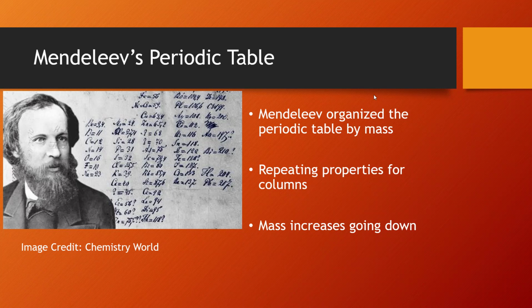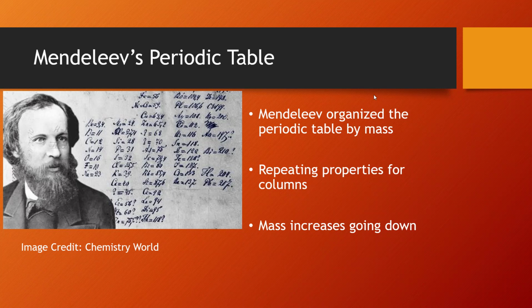He organized them into columns and found that with increasing mass down the column, you could see increasing reactivity or different properties of the elements changing as you went down a column. Not only did Mendeleev create this system of organizing elements by mass, but another scientist in Germany did very similar.